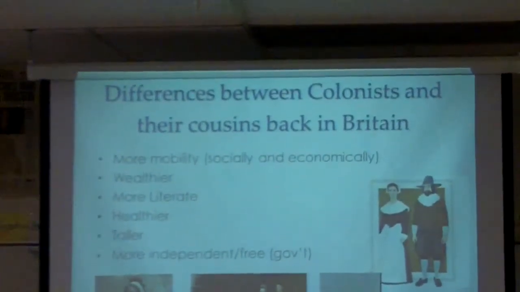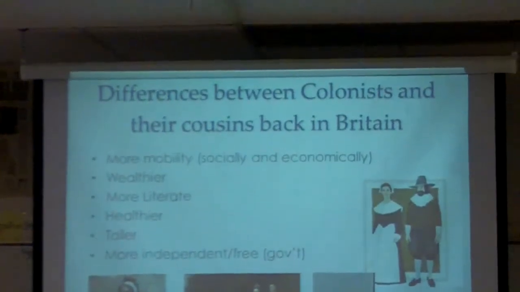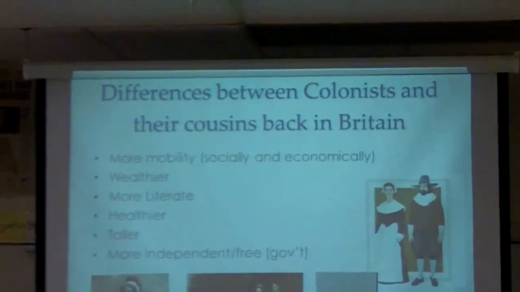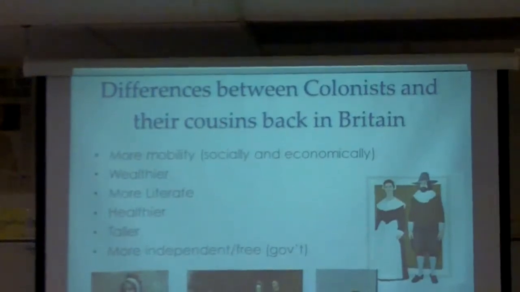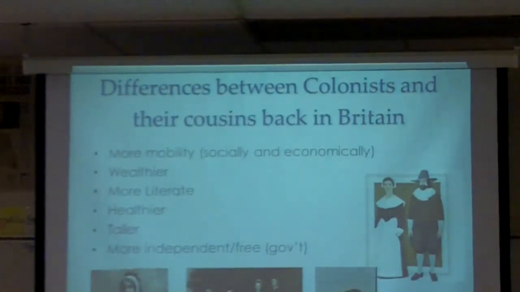It does not happen overnight. It does not happen in one year. It does not happen in one generation. It takes several generations as we get further and further away from our British background that you look at things and say, we're different. We're not the same as them.